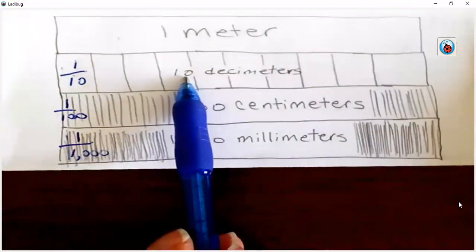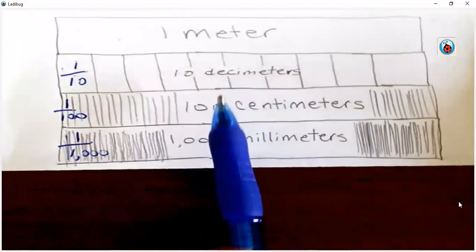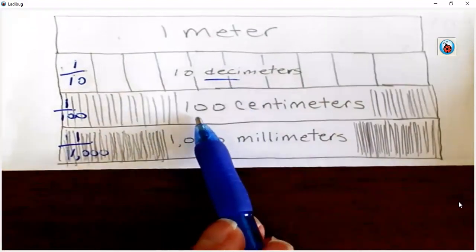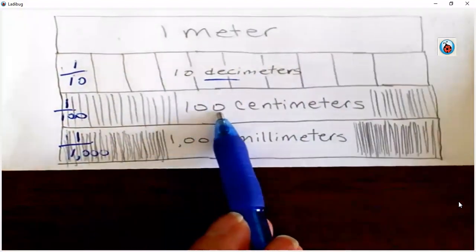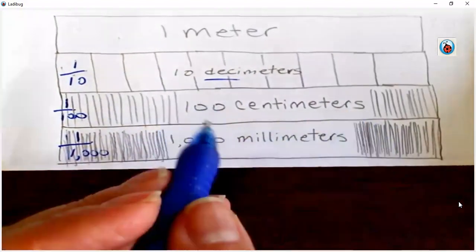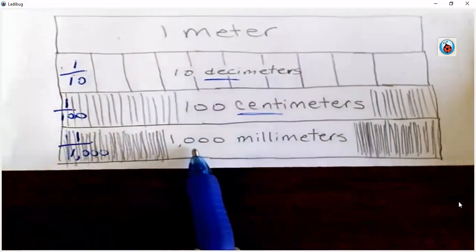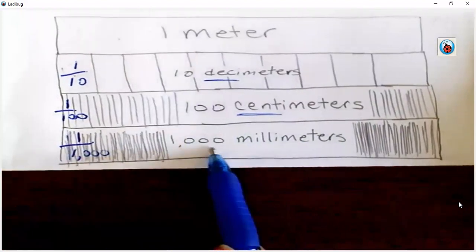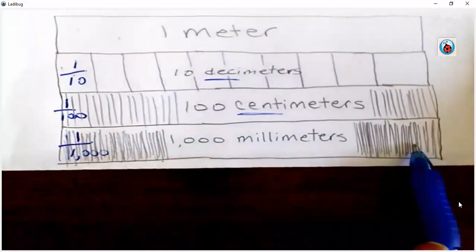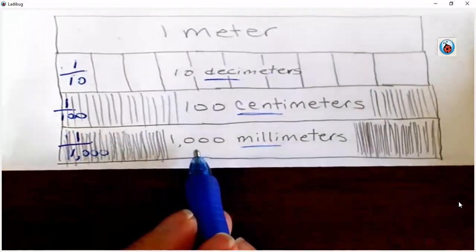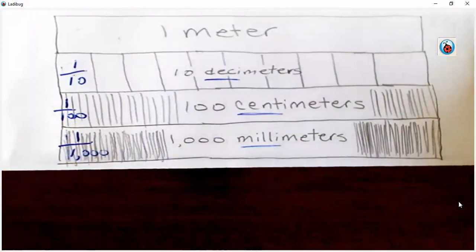In a meter, there are 10 decimeters. Deci is the prefix that means 10. In 1 meter, there are 100 centimeters. So centi means 100. And in a meter stick, there are 1,000 millimeters. So milli means 1,000, like in millennium, right?